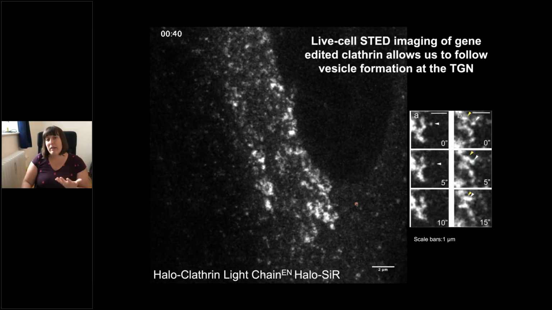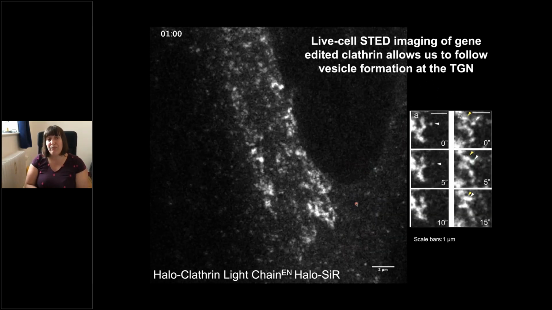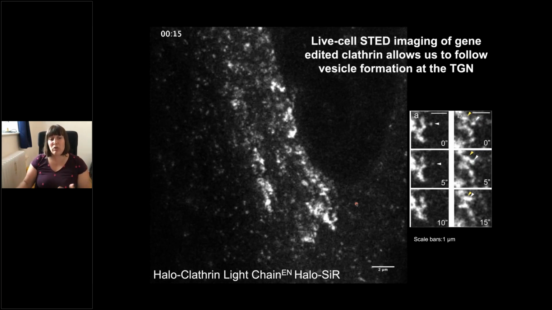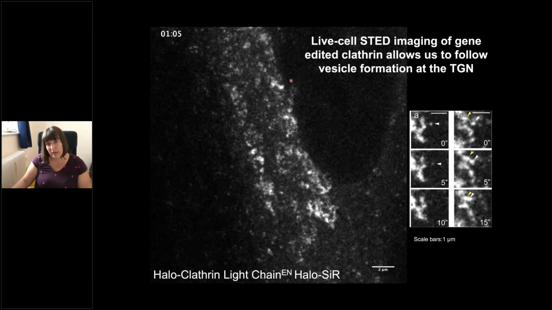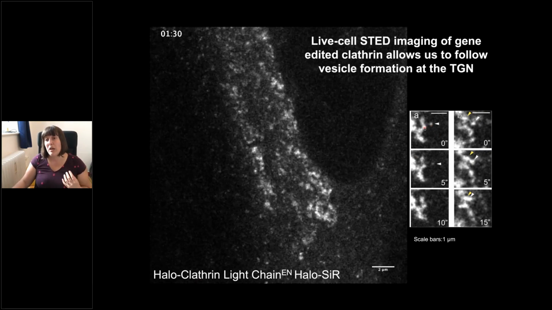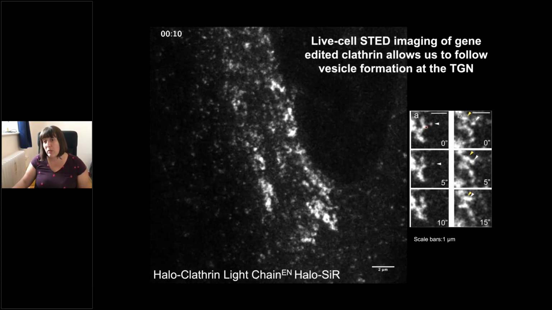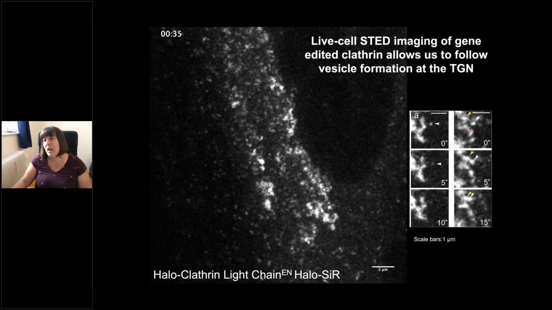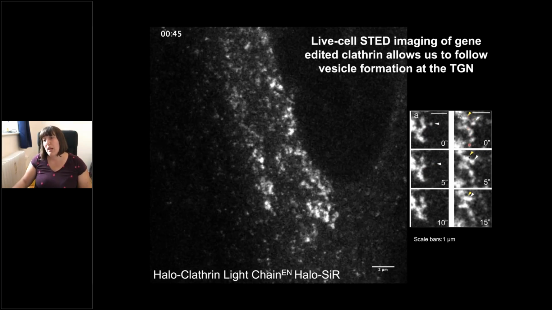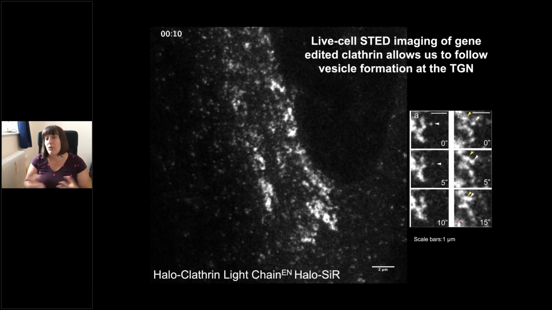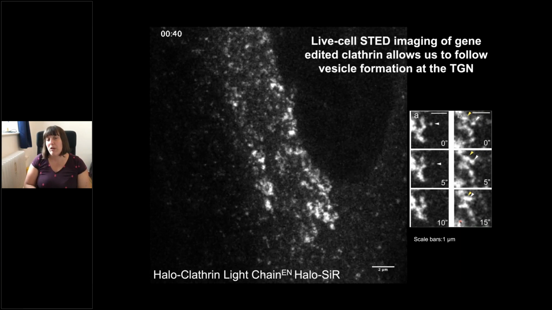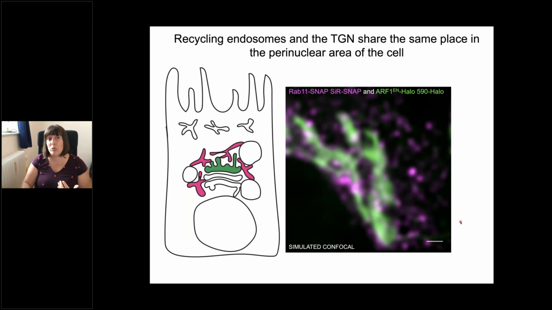So this is just another example of the kind of experiment we can do. This is endogenously tagged clathrin light chain, which labels the Golgi here. So again, this is the nucleus, this is the Golgi, and we can really start following nanoscale events. For example, this vesicle forming and then disappearing, and also these nanodomains that are remodeling and fusing and recruiting different machinery at the Golgi. I really don't want to go into much detail, but this is the kind of experiment you can do.